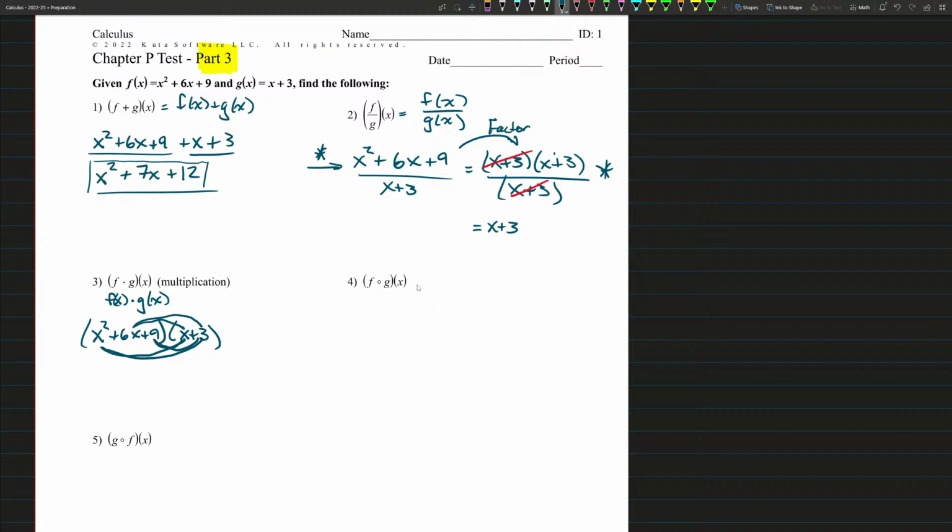All right. So x squared times x, that's x cubed. X squared times 3 is 3x squared. 6x times x is 6x squared. 6x times 3 is 18x. 9 times x is 9x. And 9 times 3 is 27. So then if we combine like terms, we get x cubed plus 9x squared plus 27x plus 27. And so long as I did all that addition right, that would be our answer.